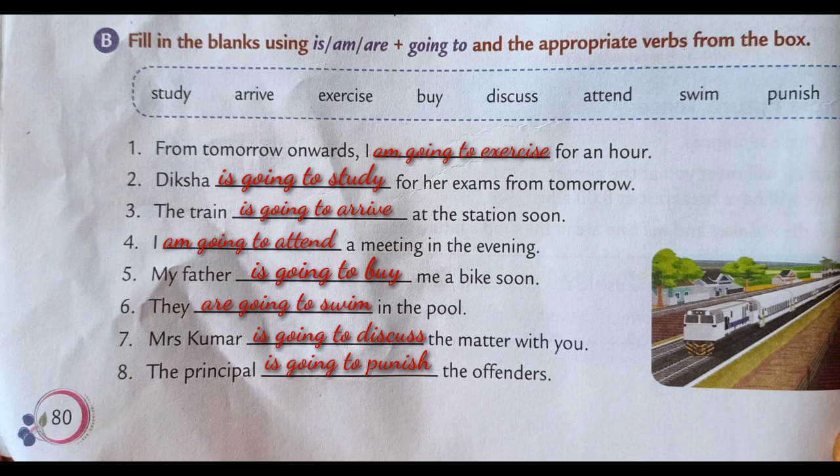Fourth one, I am going to attend a meeting in the evening. Here the answer is I am going to attend. Fifth one, my father is going to buy me a bike soon. Here the answer is going to buy. Sixth one, they are going to swim in the pool. Here the answer is are going to swim.